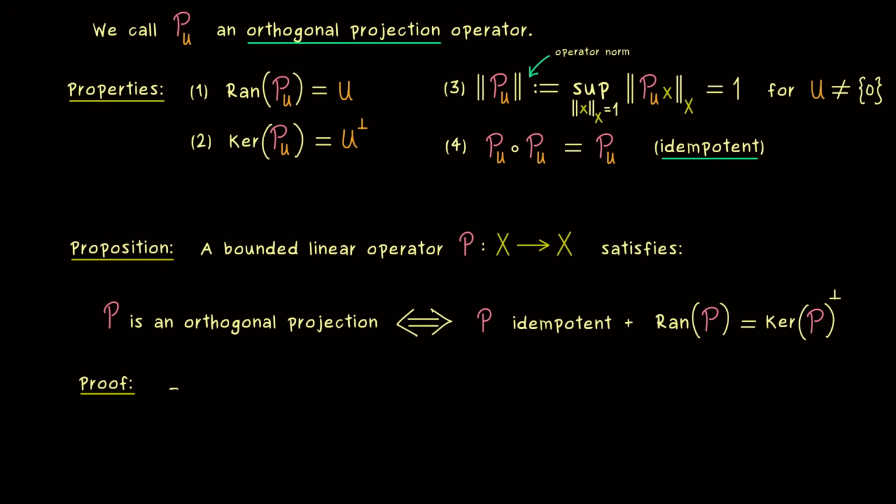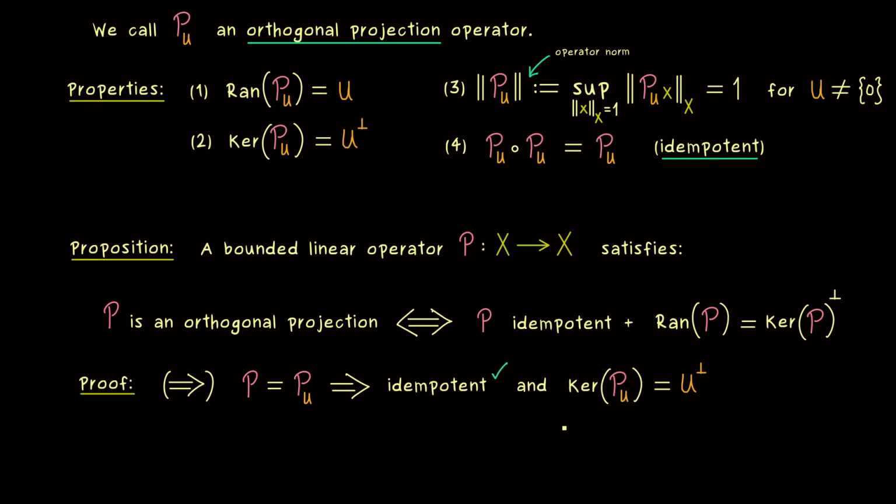And there the first implication should be simple, so let's assume that P is already an orthogonal projection. This means P is actually an operator P_U for a closed subspace U. Hence, idempotent is already given by the fourth property. And moreover, we can easily combine the second and the first property to show this relation. More precisely, the second property tells us that the kernel is given by the orthogonal complement of U, and now we use the perp operator on both sides.